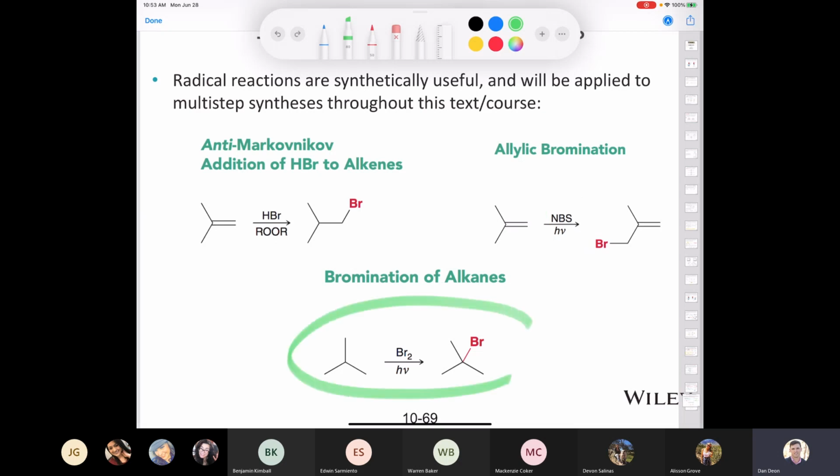And then we talked about the bromination of an alkane, which is regioselective for the most substituted carbon because it's going to produce the most stable radical. And that is all of the content of chapter 10.